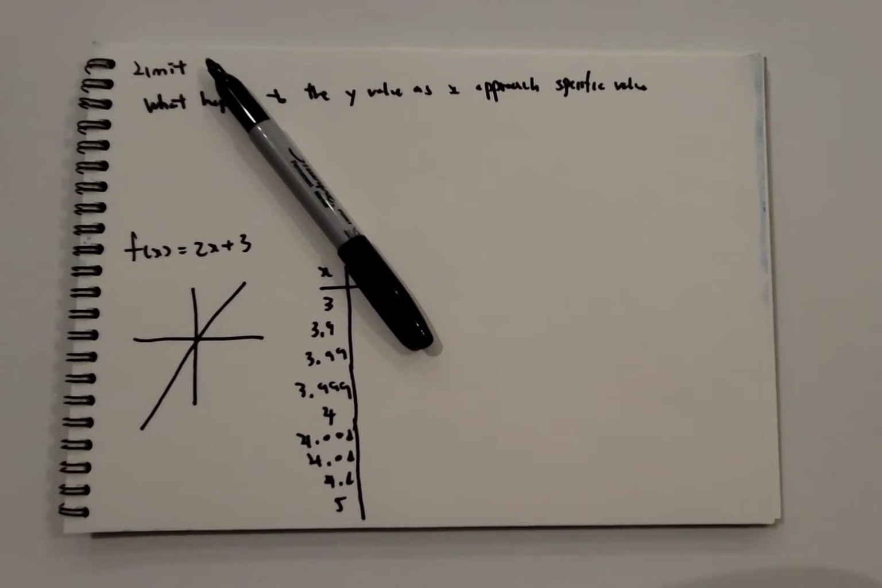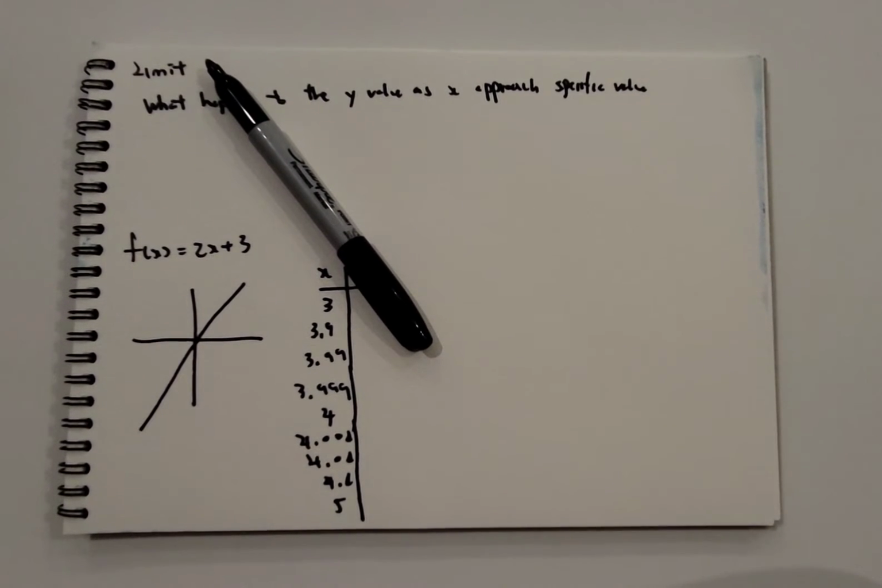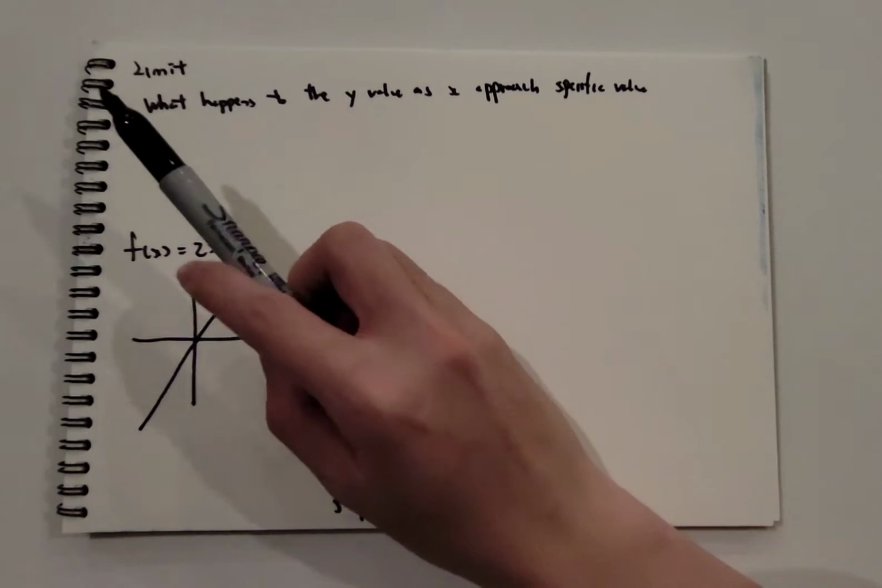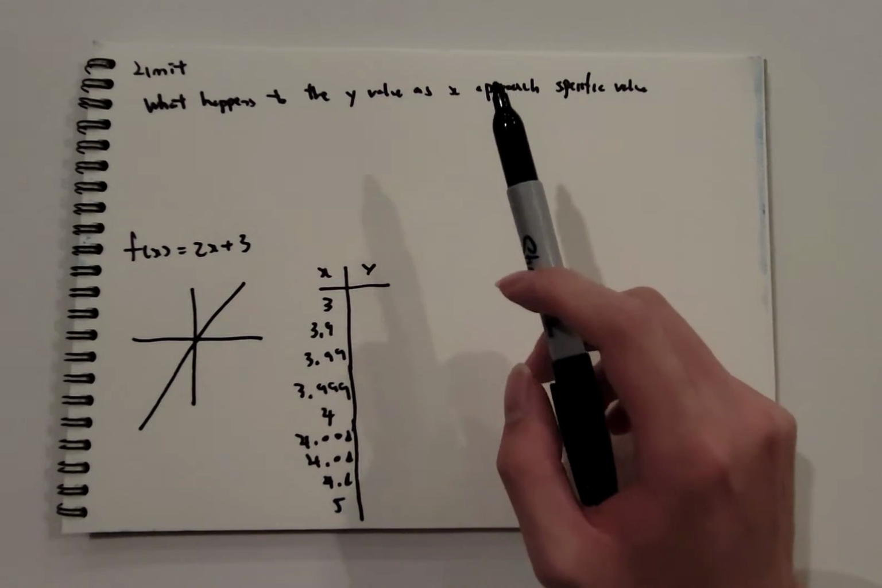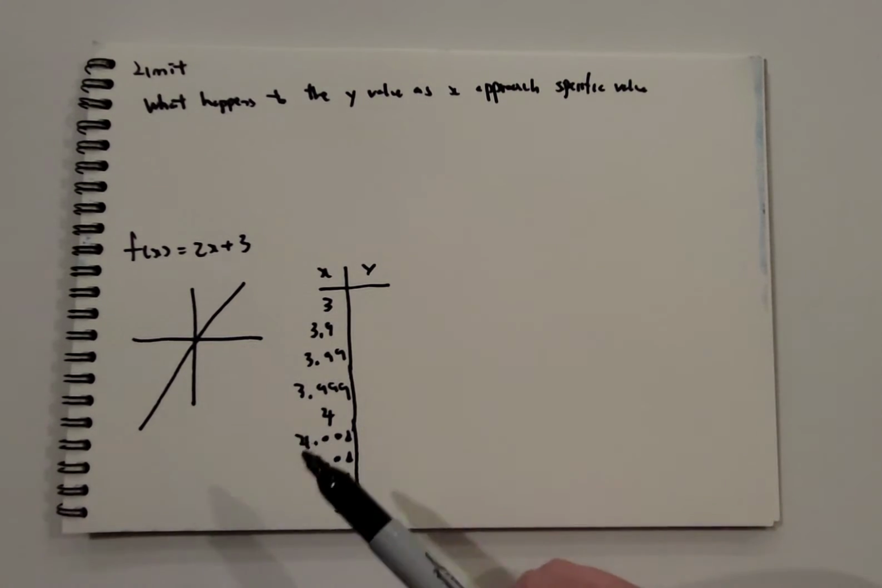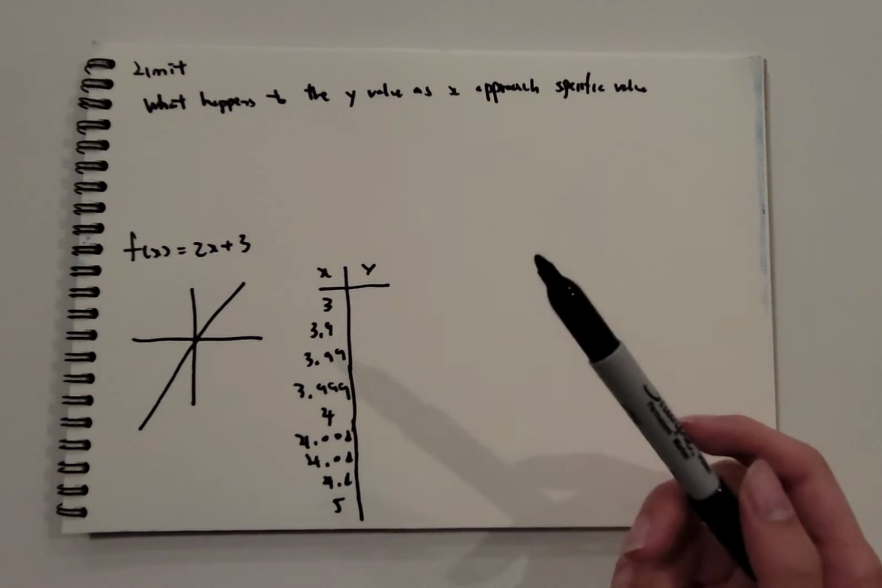Today we're going to take a look at a very important fundamental concept in calculus called limit. So what does it mean and why does it matter? The limit means what happens to the y values as x approaches a specific value. We're going to have a very visual example here which will help you understand what a limit is.